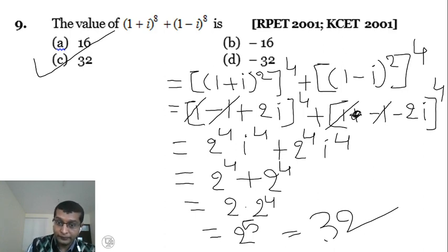So i raised to 4 is plus 1, and then 2 raised to 4 is repeated 2 times, 2 into 2 raised to 4. Using the laws of indices, a raised to m into a raised to n is a raised to m plus n. So 2 raised to 5 is 32. So option C is the right answer. Like this, you have to use a simple trick.